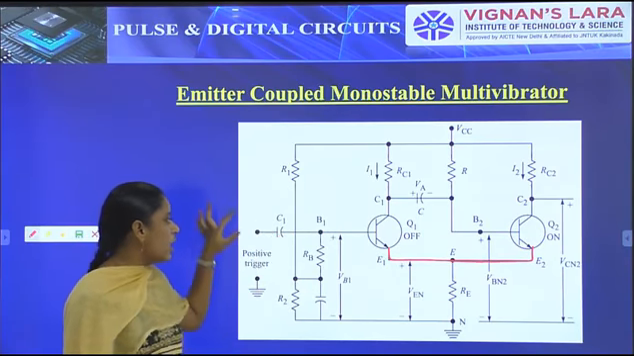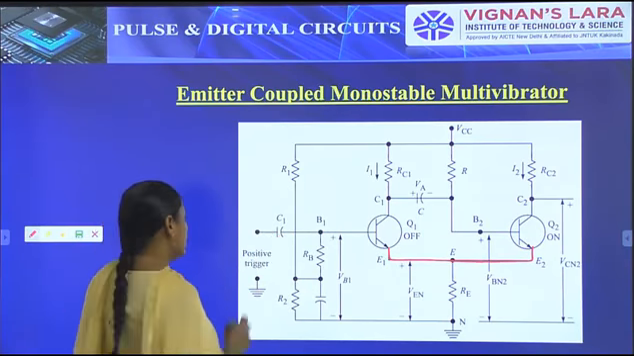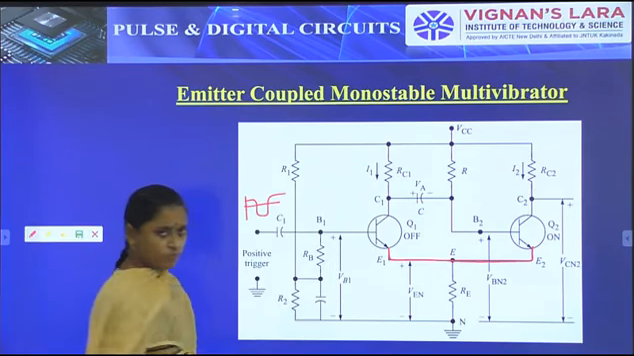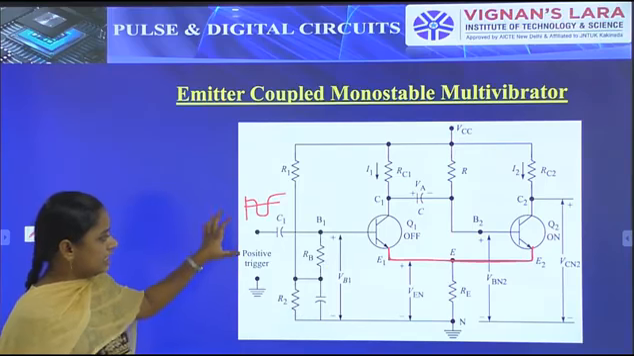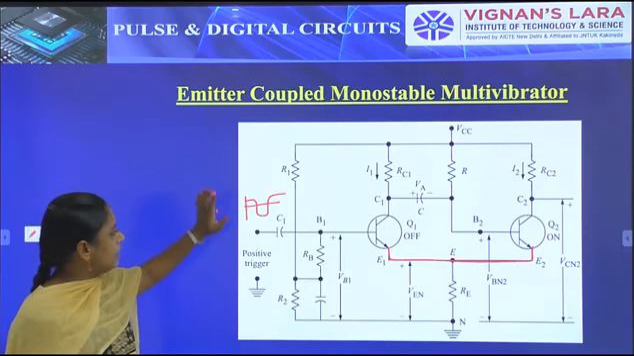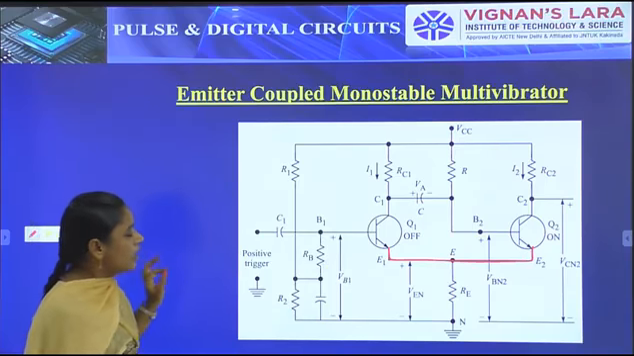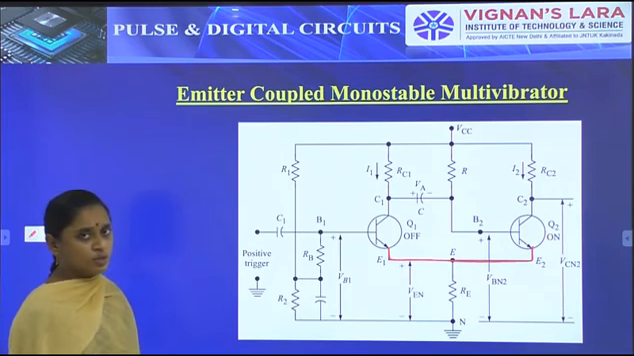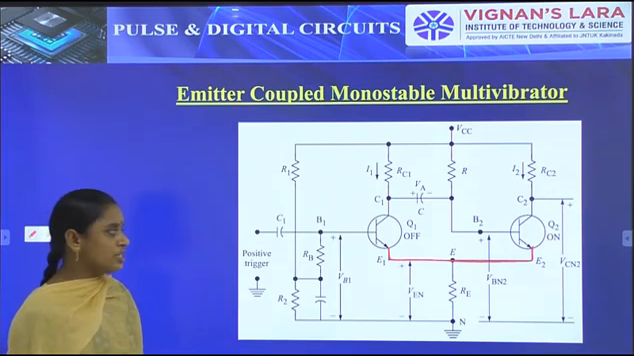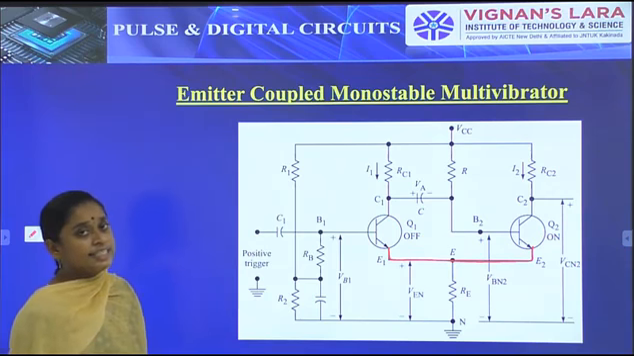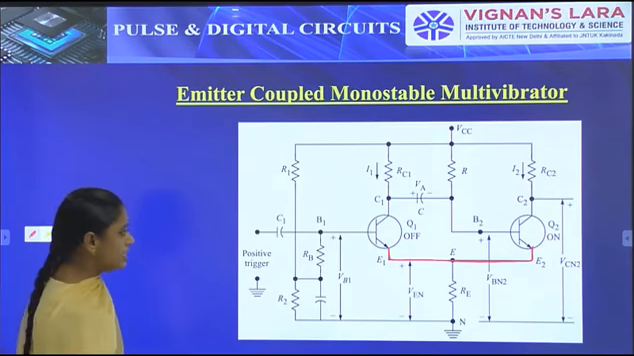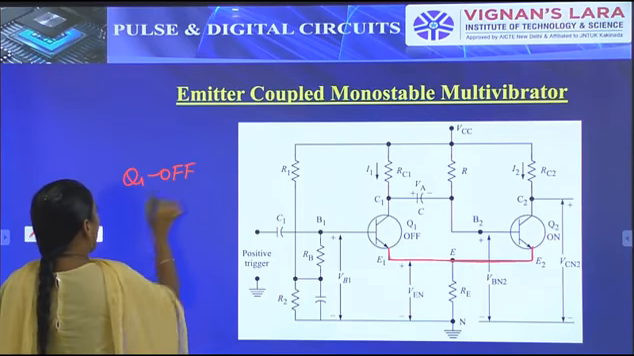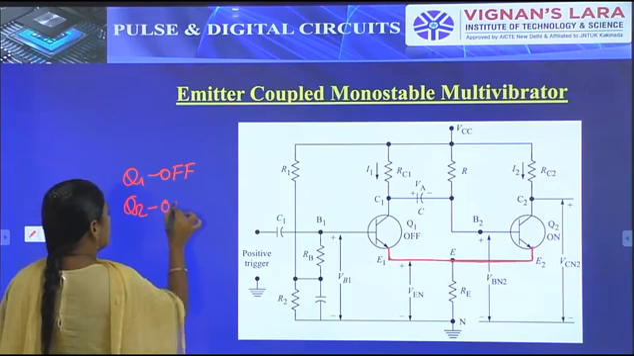We give an input signal here, which will be a pulse signal, and based upon that the conditions will change. In the initial condition, we assume that transistor Q1 is in the off condition and Q2 is in the on condition. So it is in the stable state. That is, transistor Q1 is off and Q2 is on.